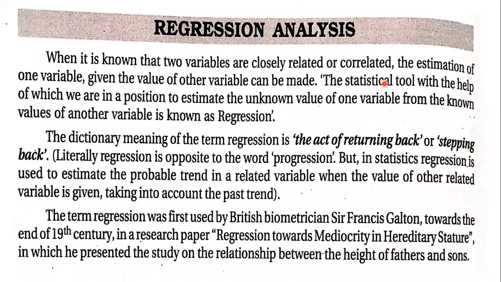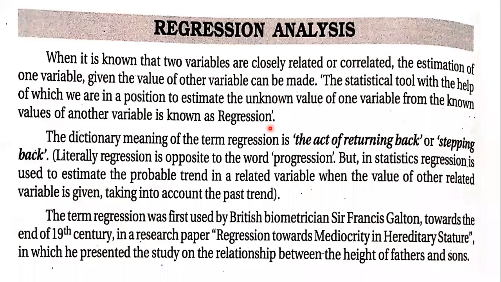Now regression. Correlation and regression are usually learnt together, because they are interconnected. When it is known that two variables are closely related or correlated, the estimation of one variable given the value of the other variable can be made. If we know one variable, we can find the other. The statistical tool with the help of which we can estimate the unknown value of one variable from the known value of the other variable is called regression. This is the meaning of regression.